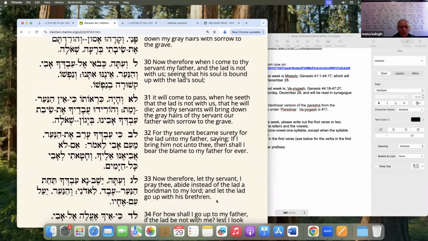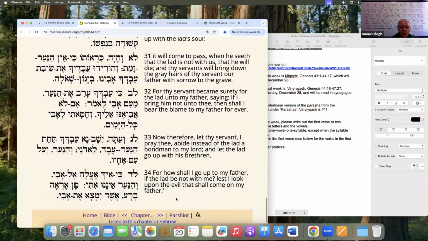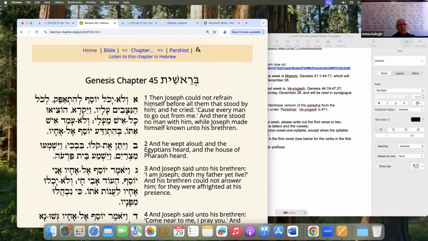Now, therefore, let your servant, I pray you, abide instead of the lad, a bondman to my Lord, and let the lad go up with his brethren. For how shall I go up to my father if the lad be not with me, lest I look upon the evil that shall come on my father? He has a conscience, says Judah, and the others as well.